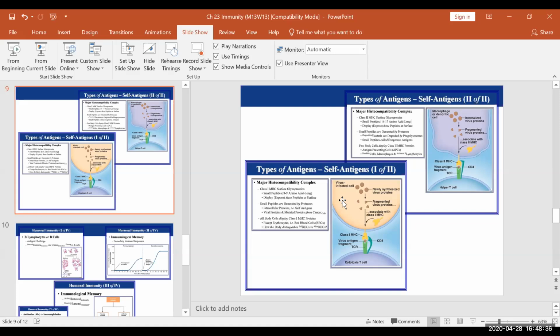Now, if that body cell has been infected by viruses, so now you have viral protein in that body cell, these proteases would cut the viral proteins and ship them to the surface. So now the class 1 MHC surface glycoproteins present viral peptides on the surface of that body cell. Now the immune system knows that cell has been infected by viruses. That cell would be killed. Okay? Another example, if instead of a virus, that body cell is infected by a bacterium, now you have bacterial proteins being cut by the protease, shipped to the surface, and held in place by the same class 1 MHC surface glycoproteins.